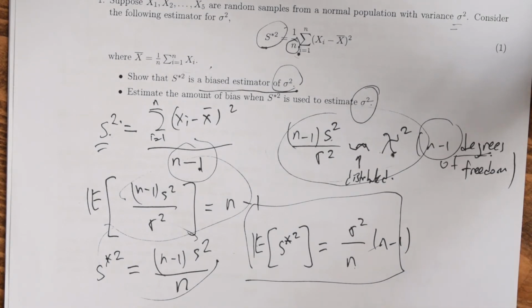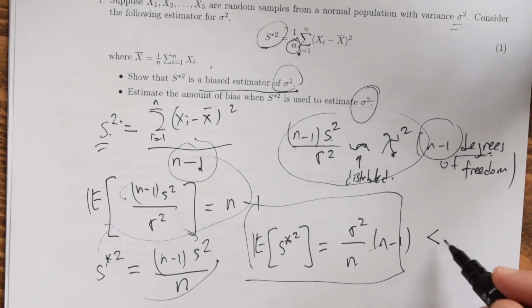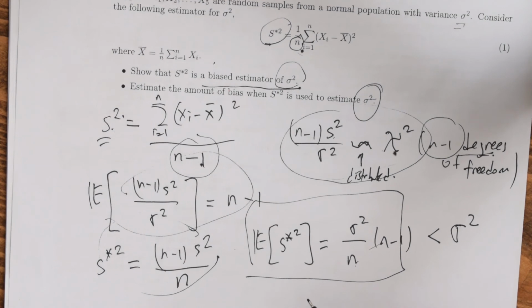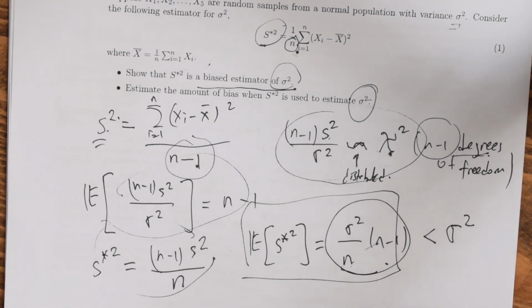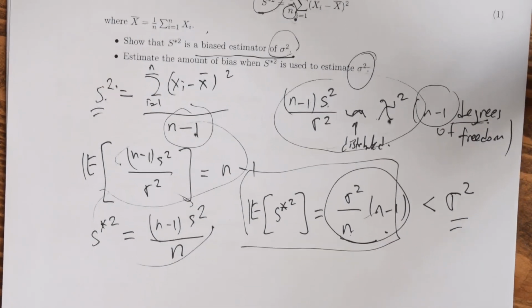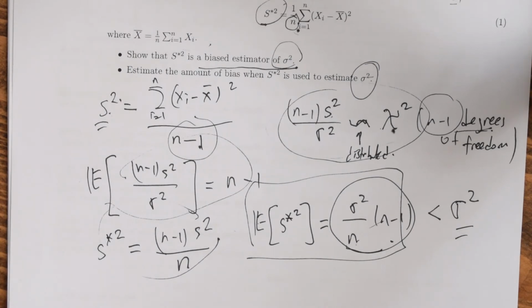So we have identified the expected value of s star square to be n minus 1 over n times sigma square. In other words, in repeated sampling, s star square values tend to center around a value slightly lower than sigma square, the variance of the normal population, because this is strictly lower than sigma square for positive n. So we conclude that s star square is a biased estimator of sigma square: it's smaller, so it's underestimating it. That's the answer to the first question: we demonstrated that s star square is a biased estimator of sigma square.